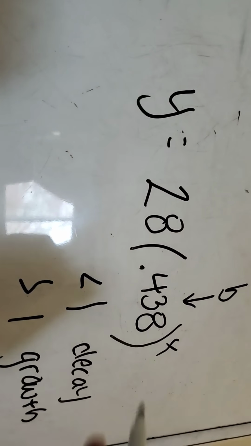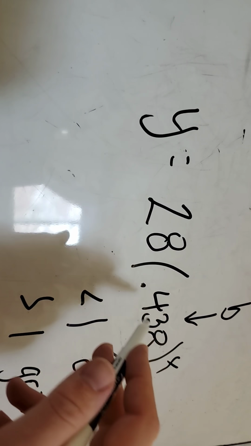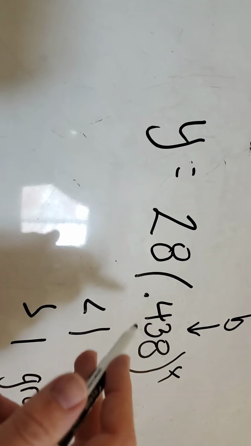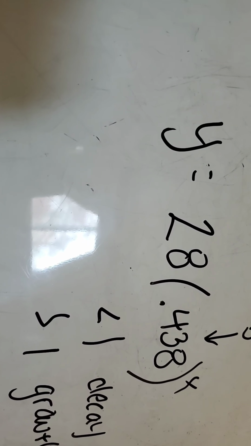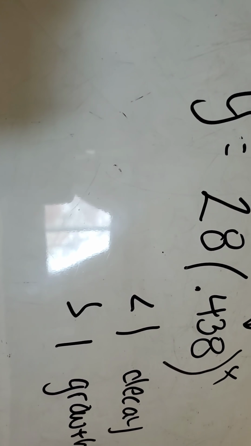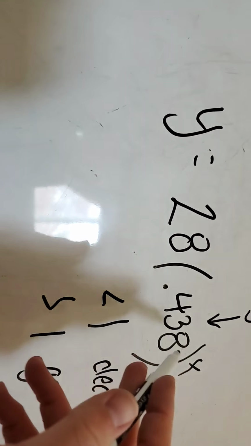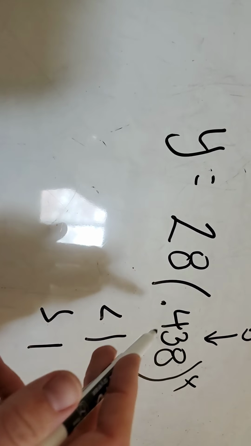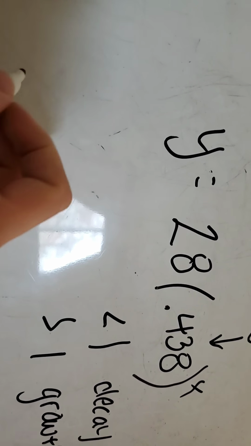Now, why is that? Well, because this, as a percentage, is less than 100%, right? If I multiply something by 50%, I'm taking like half off. So this, as a percentage, is 43.8%. And I don't know if you guys all remember how to do that.